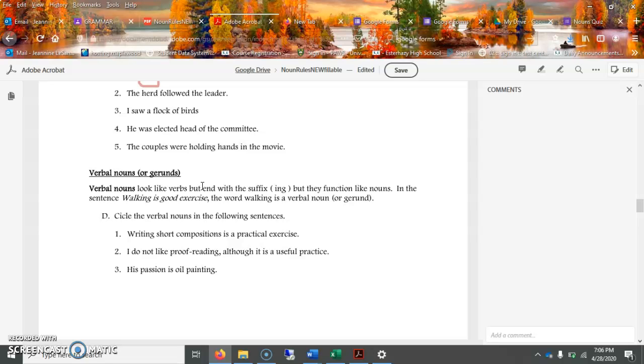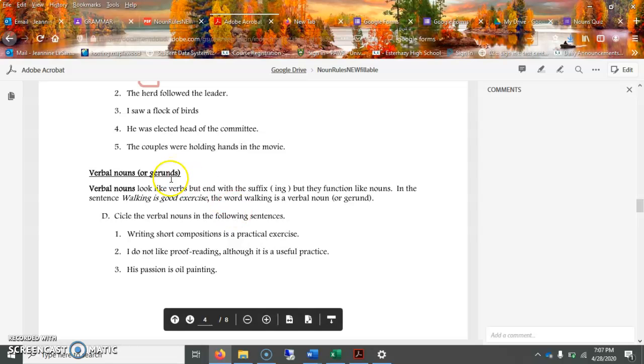But walk is a verb. It's an action word, right? Verbs are action words. We're going to talk about verbs next probably. But when you add an ing ending to it, it kind of makes it function like a noun. So in the following sentence, we are going to talk about verbal nouns or gerunds, and we're going to circle the verbal noun.